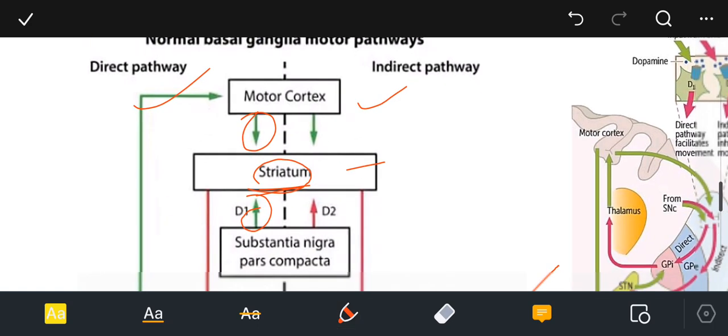Simple. Talking about the indirect pathway, you can see that there is an opposition between the motor cortex and the substantia nigra, because the motor cortex is trying to stimulate the striatum while the substantia nigra, by the D2 receptor, is trying to inhibit the striatum. For one reason or the other, the substantia nigra inhibitory activity is more prominent than the cortical stimulatory activity. So the striatum is inhibited.